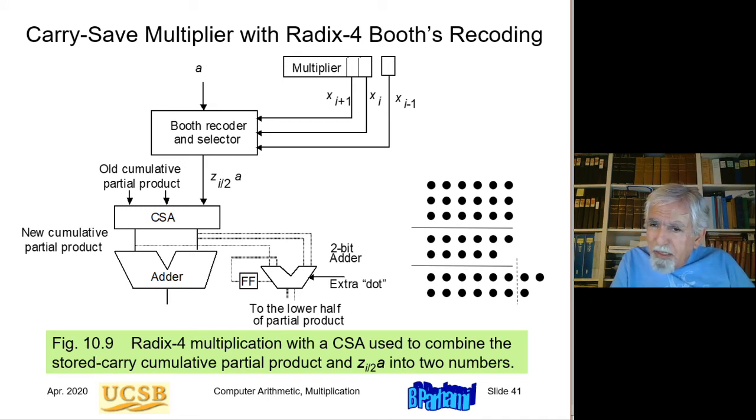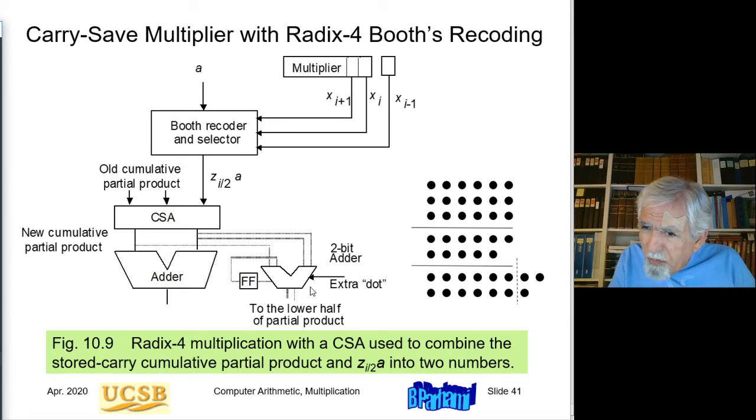Before the next cycle result comes around, I feed back the carry save adder there, and I need another Booth recoding and another CSA, and that delay is more than long enough for this 2-bit adder to complete its job and be ready to accommodate the next pair of bits.